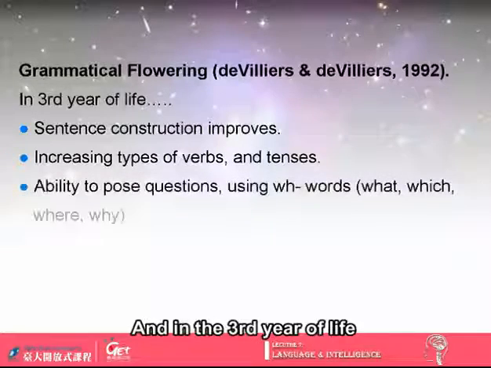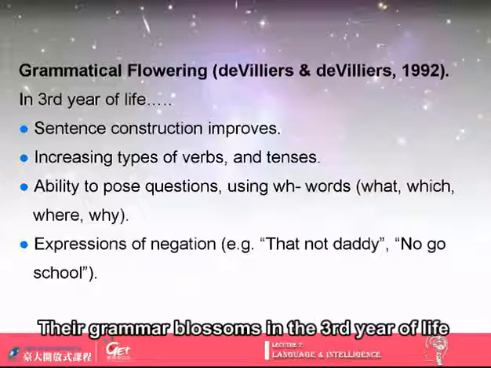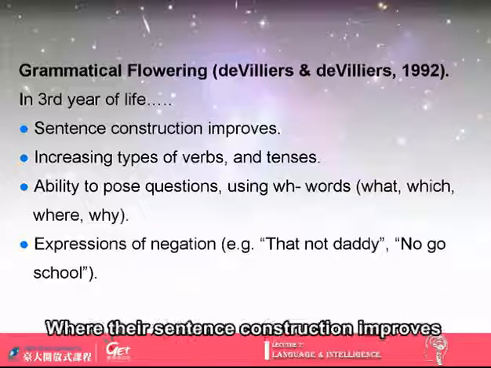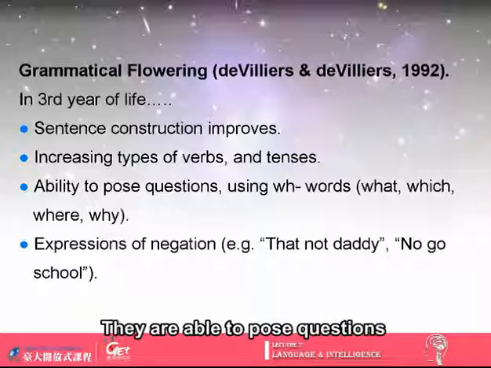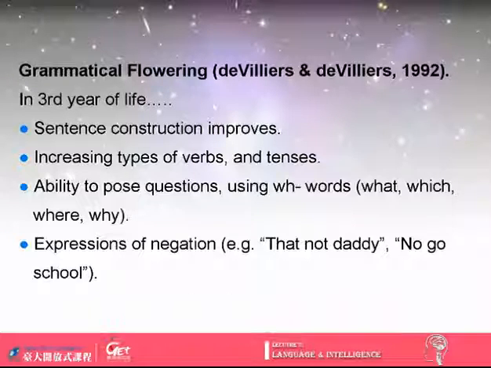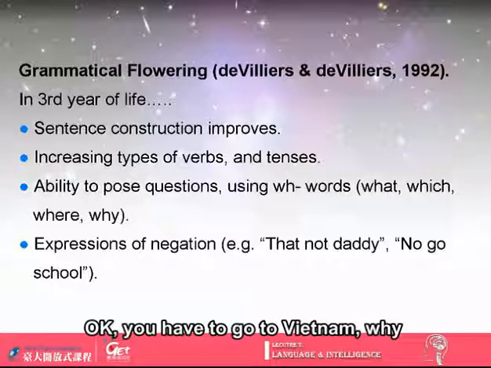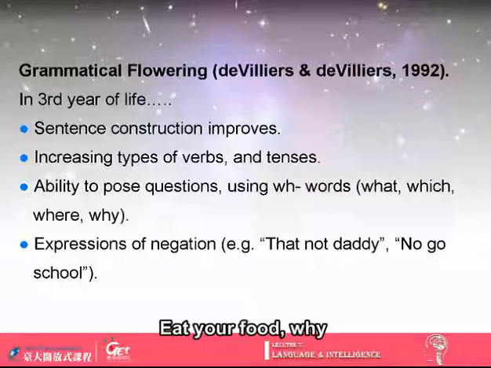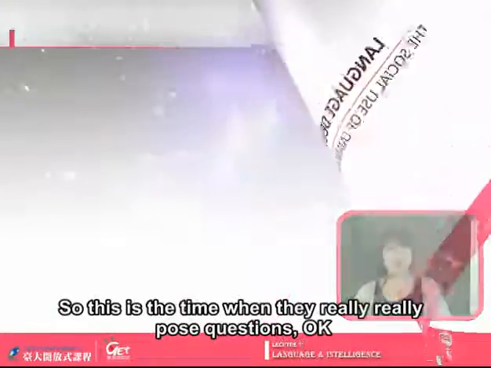And in the 3rd year of life, children go through a stage of grammatical flowering. Their grammar blossoms in the 3rd year of life, where their sentence construction improves. They use increasing types of verbs and tenses. They're able to pose questions, and this might be the age when children drive parents crazy, because they will always ask why to everything. You have to go to bed now, why? Eat your food, why? We're going out now, why? So this is a time when they really, really pose questions.